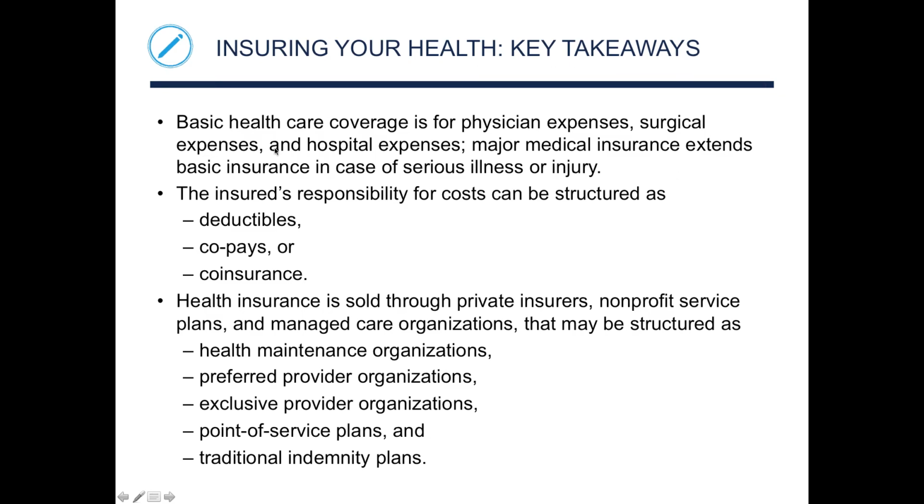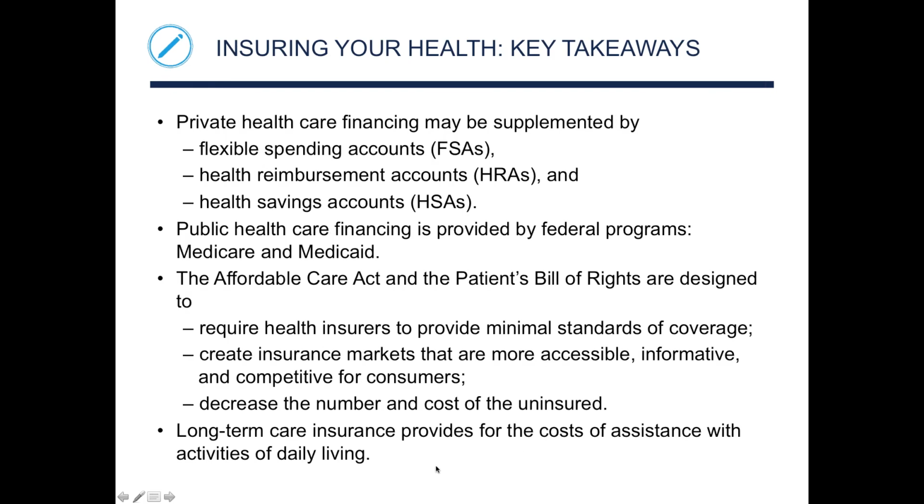Key takeaways: basic healthcare coverage is for physician expenses, surgical expenses, and hospital expenses. Major medical insurance extends basic insurance in case of serious illness or injury. Insured responsibility for costs can be structured as deductibles, copays, or coinsurance. Health insurance is sold through private insurers, nonprofit service plans, and managed care organizations that may be structured as health maintenance organizations, preferred provider organizations, exclusive provider organizations, point of service plans, and traditional indemnity plans.